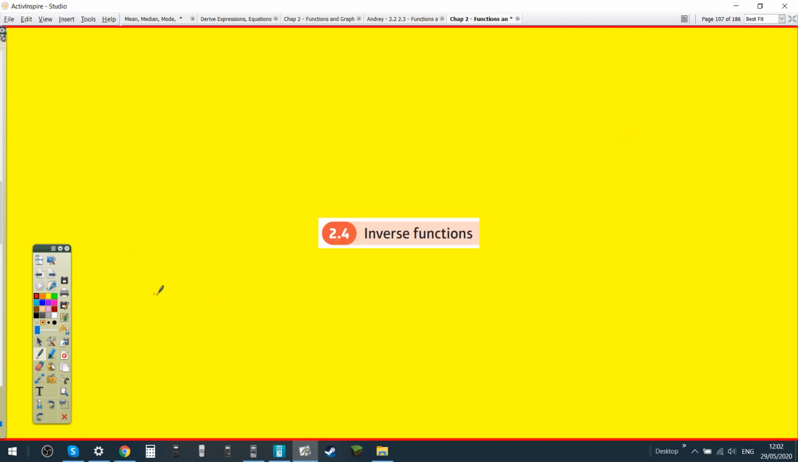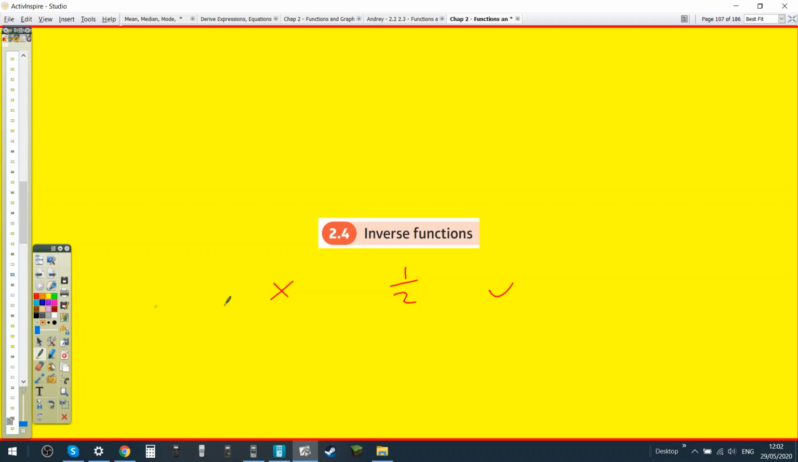What do you give yourself for inverse functions? I think I'll just give it a tick. Yeah, well, tricky stuff. Much trickier than I thought. How was that for you, Andrey?